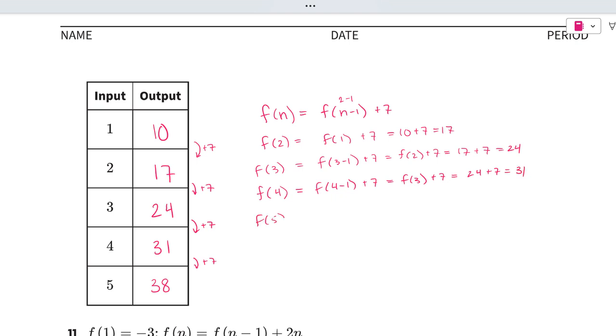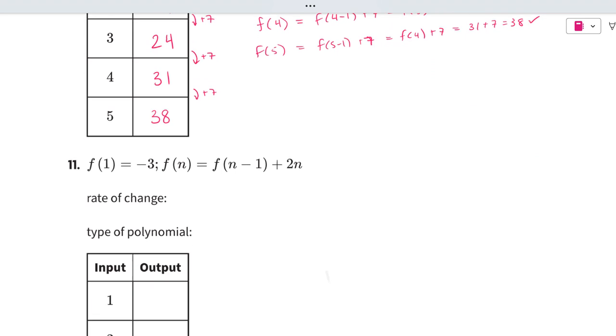And lastly, f of 5. So 5 minus 1 gives us the 4. So f of 4 plus 7. Well, we just said f of 4 is 31. And 31 plus 7 is 38. So there we have those same values that we see if we just added 7 from our table.